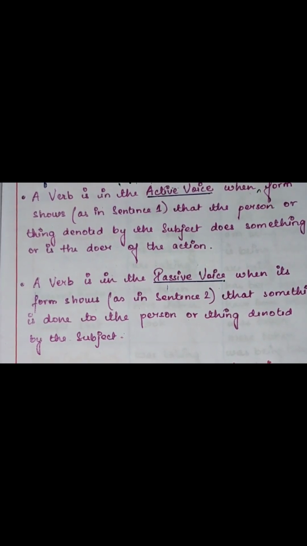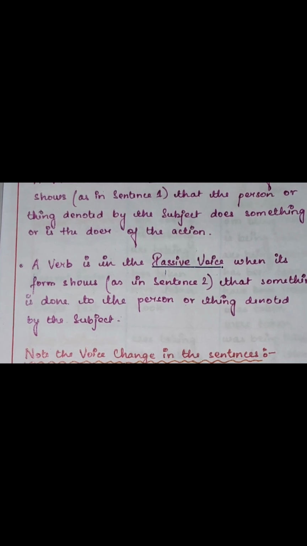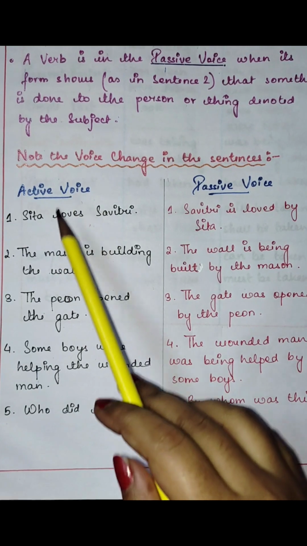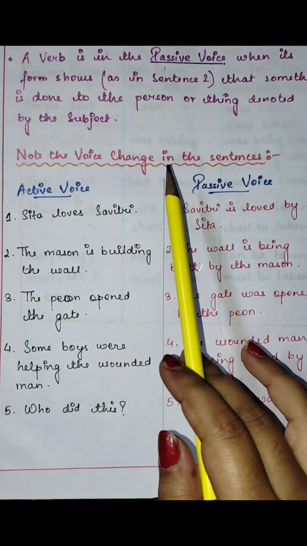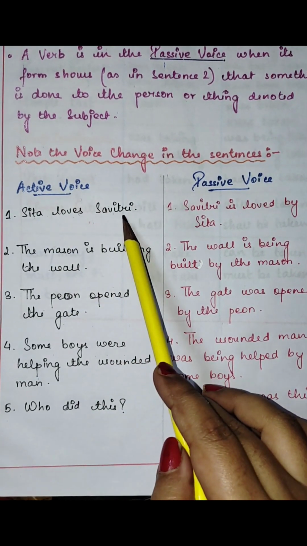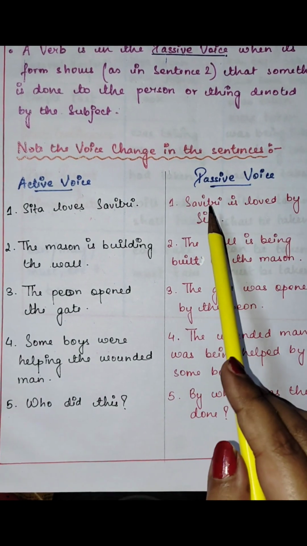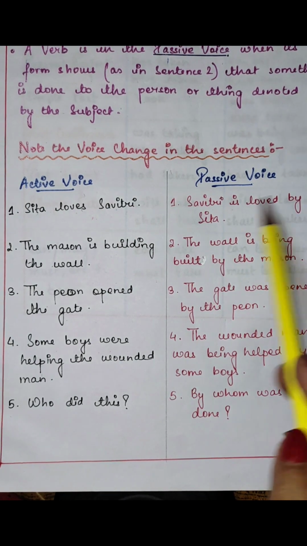Now there are a few examples or sentences which will help you in understanding better as to what is active voice and what is passive voice. Sentence number 1. Sita loves Savitri. This is a simple sentence where Sita is the subject, loves is the verb and Savitri is the object here. Now in case of passive voice, it changes into Savitri is loved by Sita.